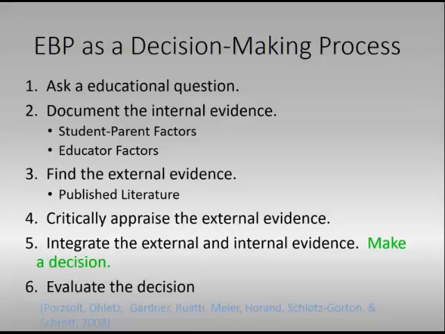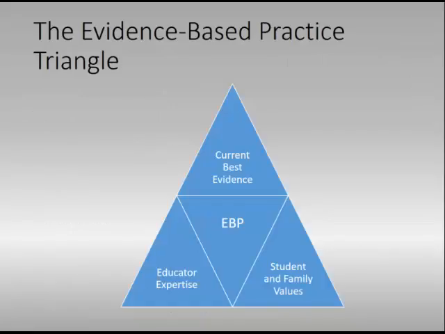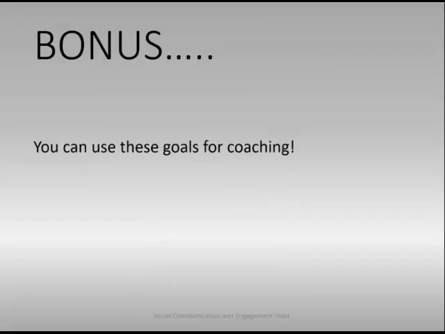And in the beginning of this module, you looked at that external evidence and critically appraised that literature to see if it fit in this triangle. And now you can really make an informed decision for your student, and you can evaluate that decision. We have considered now and integrated the student and family values and priorities, the external data, and our own internal data, our educator expertise, to know exactly why we are doing what we're doing and whether or not it's working.